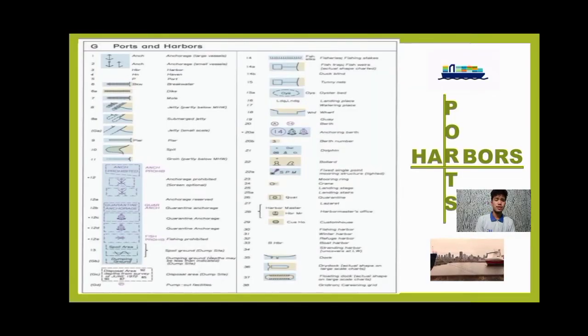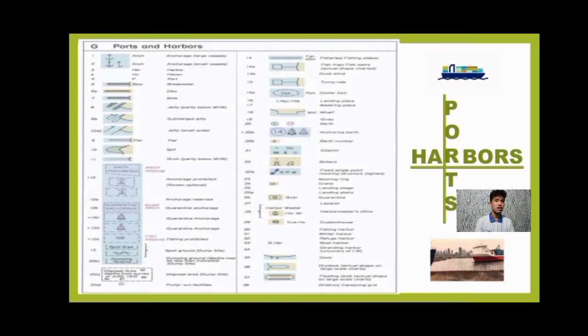I'm Joey, and I'm going to report on Part G of nautical chart symbols and abbreviations. One of the symbols and abbreviations that we can find in the nautical charts are the symbols in abbreviations, which are part of letter G, ports and harbors.